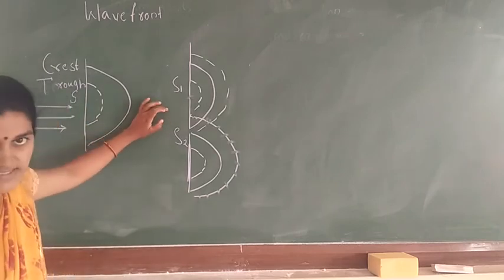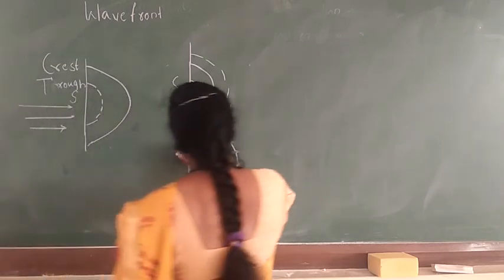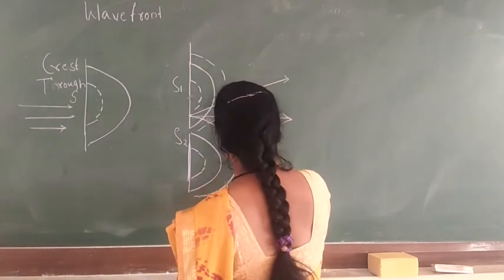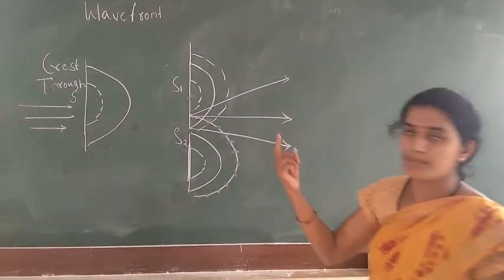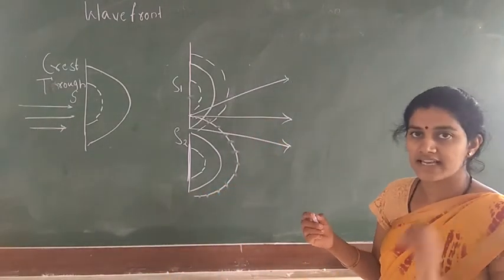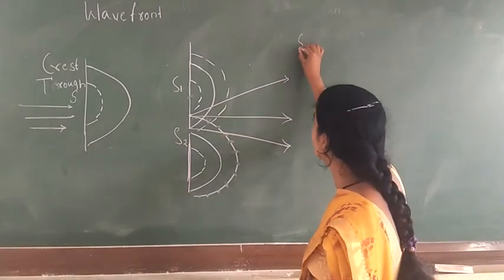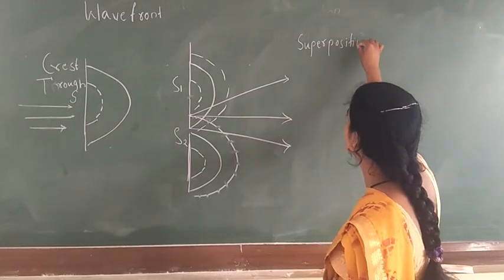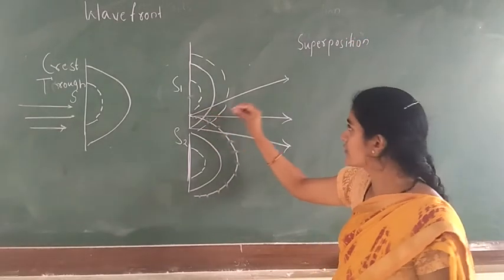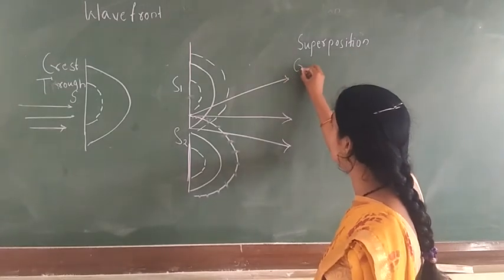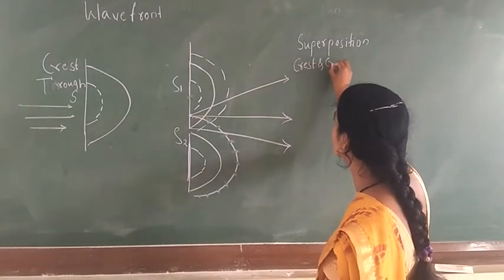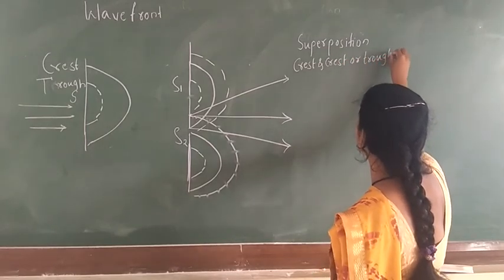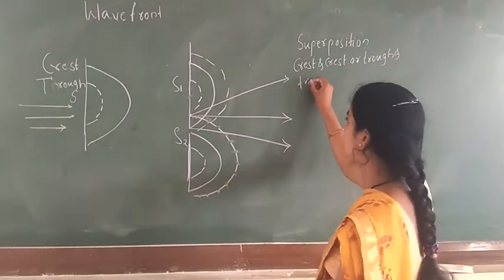Now the diagram is in this way. We have to study how we are getting the points. First point in this way, second point here, and third one here. When the wavefronts pass through the Young slit experiment, we are getting the superposition of crest and crest, or trough and trough, in the first case. Here we are not getting any mix up.